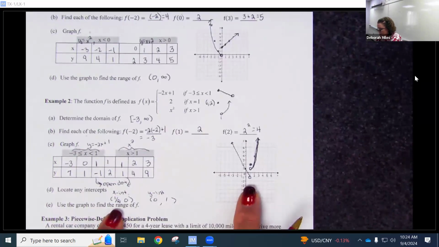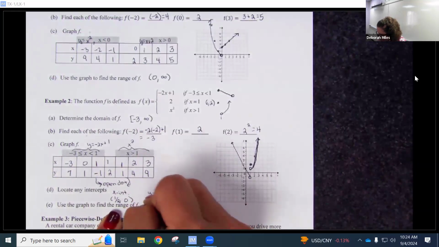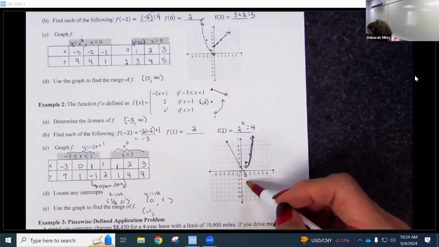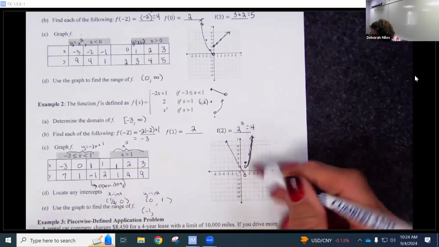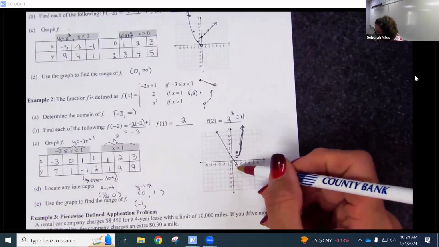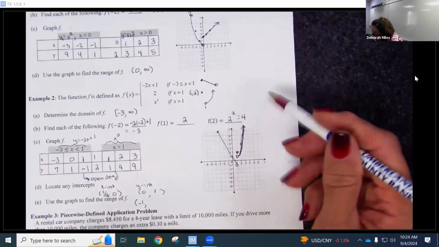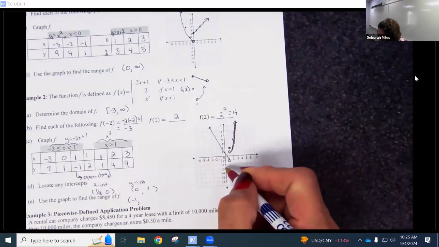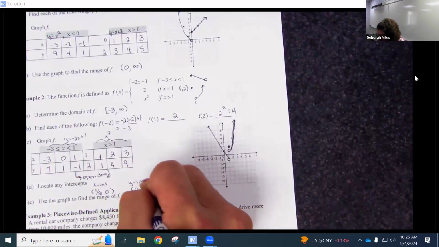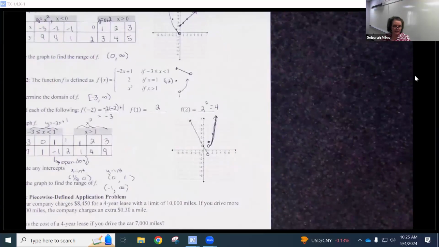And then for range, the graph, the lowest y value would start at negative 1, but negative 1's not included. I'm going to show that with a parenthesis on negative 1. And then it does go forever up, and it includes all the y values from negative 1 to, no, I'm sorry, all the y values from negative 1 to infinity. So the range is negative 1 to infinity.